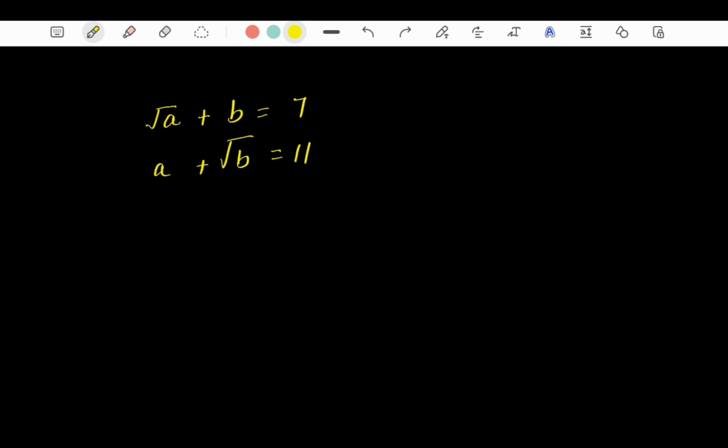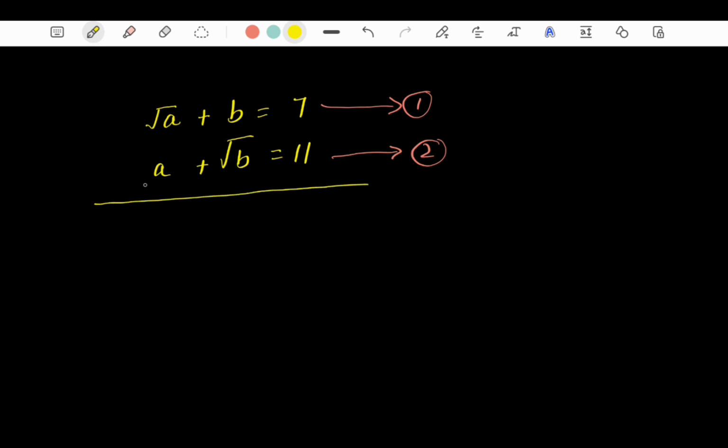First, we adopt the method to solve them simultaneously. You can adopt any method. If you want to give a try, please pause the video and take a copy and pencil. Otherwise, stay with us. So first of all, I call this equation number 1 and this equation number 2.